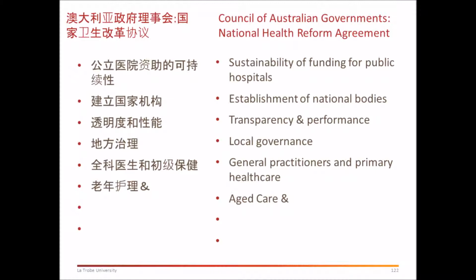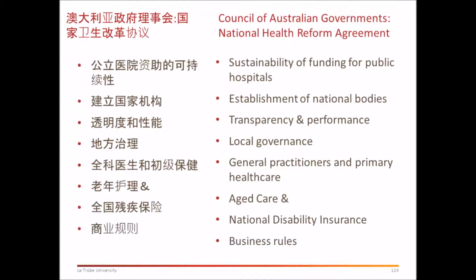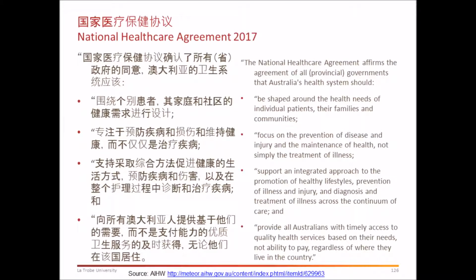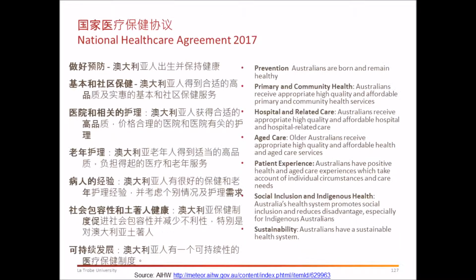There are agreements in relation to aged care, national disability insurance, and formation of business rules. The aged care and national disability insurance have really been moved outside the health area into portfolios in their own right. And there is a national health agreement. I'm not going to go through this in detail. You can stop the presentation and have a read of this yourself. But these are the principles on which the National Healthcare Agreement is formulated.